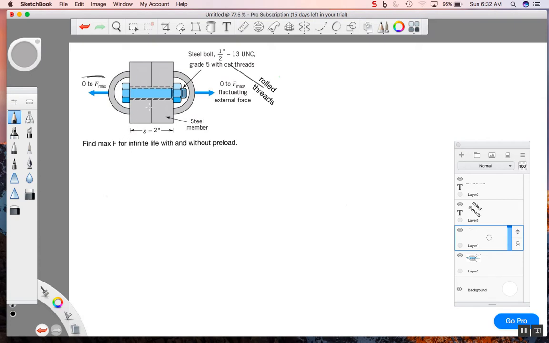This is what I'm really interested in here, and we're going to do a couple different ways. The first way we're going to do it is not preload this at all. Just get it snug, and then go from 0 to F max, and find the maximum F, but we want to go for infinite life. Let's do that part first, and then we'll discuss. If there's no pretension in this thing at all, that means that little force diagram that we did the other day looks something like this.